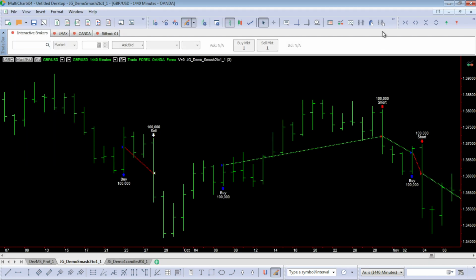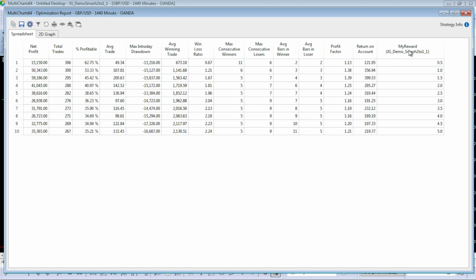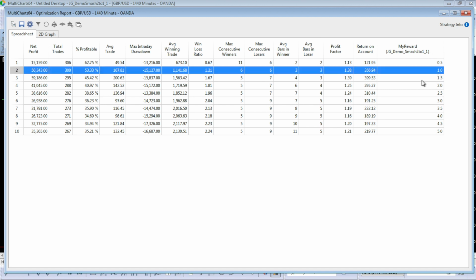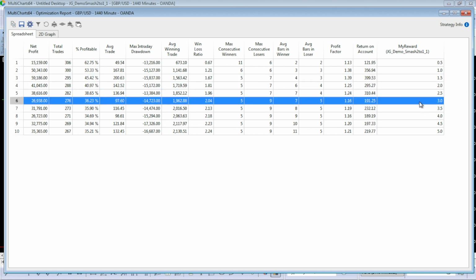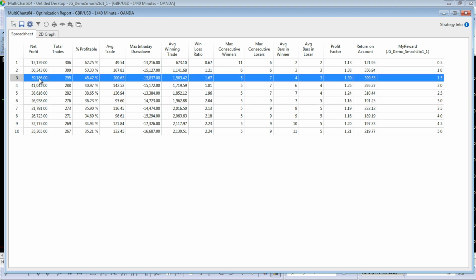In fact, I have actually run an optimization. Now, this last column here, my reward, that's my input where I can change the reward to risk ratio. So 1 is a 1 to 1. We've seen the results for 1.5 to 1 and 2 to 1 and 3 to 1. But looking at the net profit here, we can see that they're all profitable from 0.5 to 1 all the way to 5 to 1. So that's a good sign. The most profitable being that 1.5 to 1. But I'll leave that up to you to choose which one you might prefer. So that's a pretty neat little strategy which has been working for the past 12 years or so.